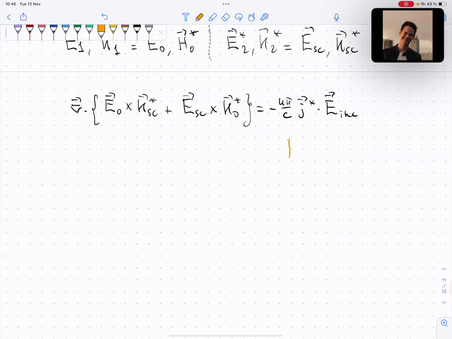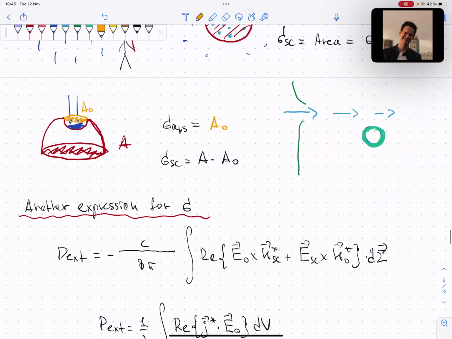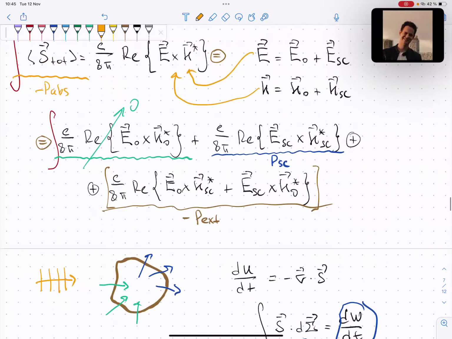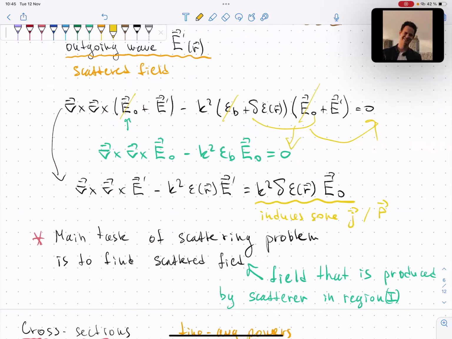Here this J conjugated is actually currents inside the scatterer, because, well, we showed here that the scattered field is actually produced by some induced currents.